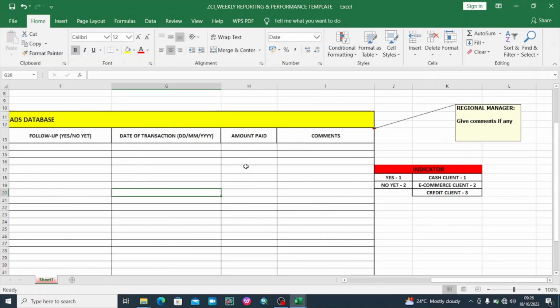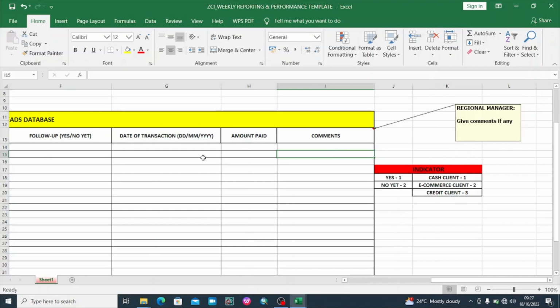Now the amount paid. The amount paid for that transaction. The comment, if you have any comment. If you have any comments to your regional manager or to your superior officers, you can put that comment here. Maybe a reason why you've not followed up, or you are not even expected to tell us that you have not followed up, because everyone at Zenith Carex International has a communication bonus in their salary structure.